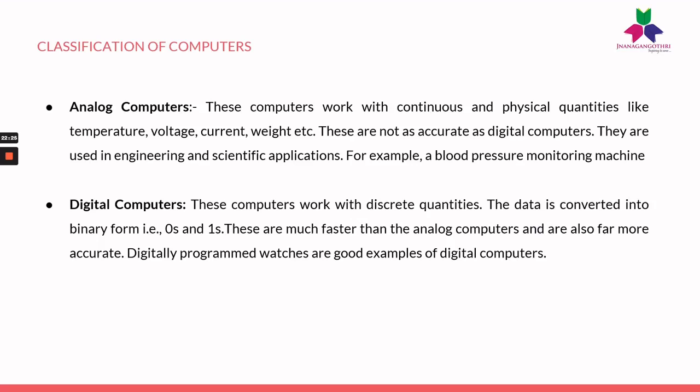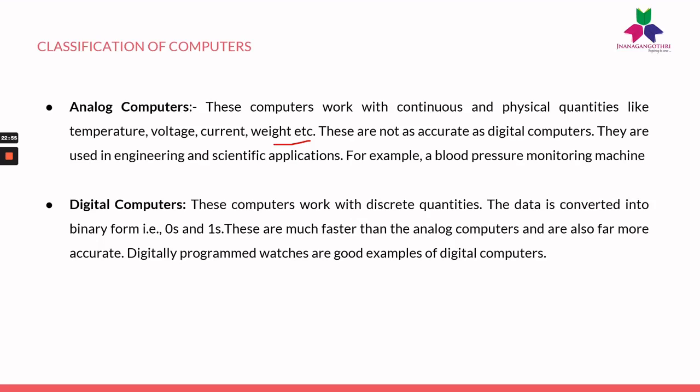These computers work continuously with varying quantities, like continuous physical quantities such as temperature, voltage, current, weight, etc. These analog computers are not as accurate as digital computers, but they are used for scientific applications, like in a machine that monitors blood pressure. For those kinds of applications we use analog computers.